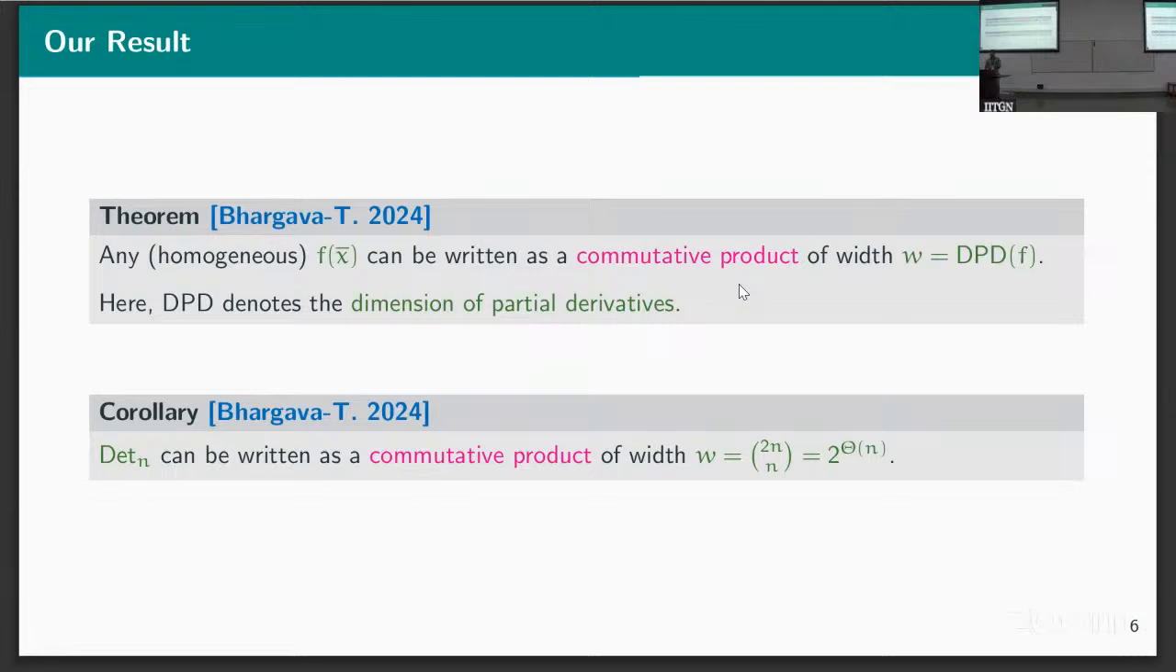But yeah, so this is the thing. After this, I'll try to give you some idea of what the proofs are. So if there are some questions, I can take them now.